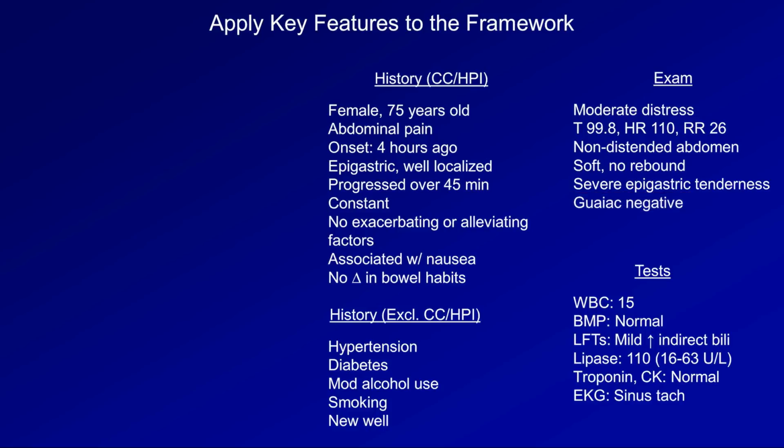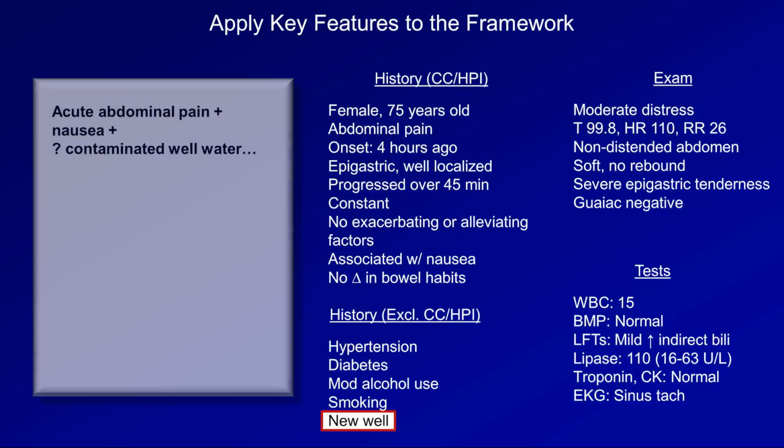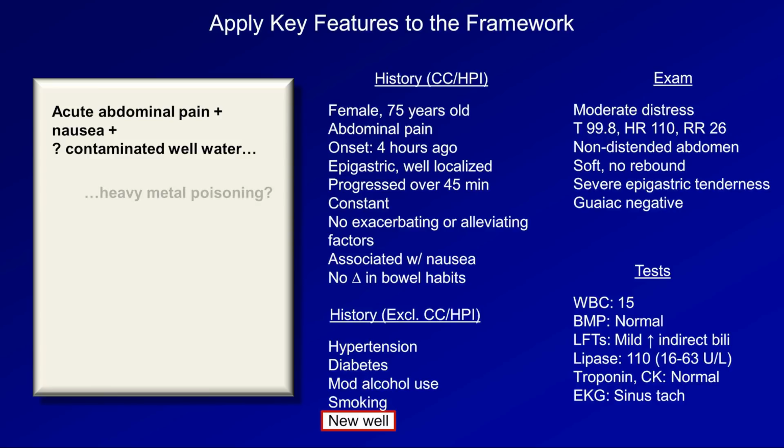The last unused key feature is the most interesting. It's the history of the newly drilled well. Depending on where you are in your training, this probably did not occur to you, but the combination of acute abdominal pain, nausea, and possible contamination of well water is all consistent with heavy metal poisoning, specifically arsenic and lead.